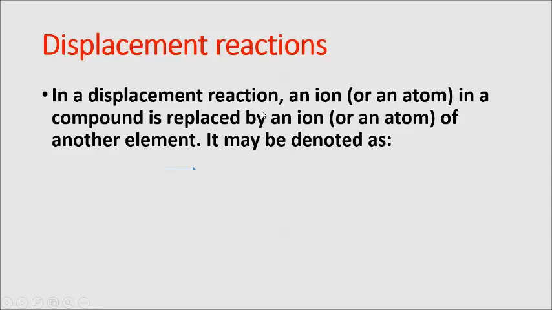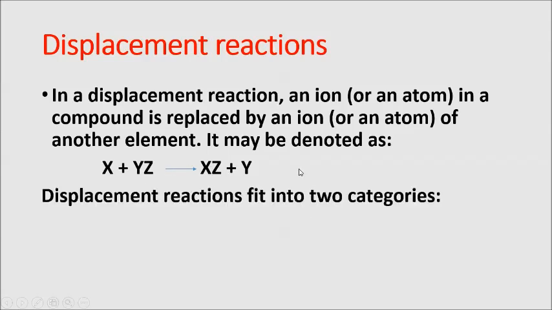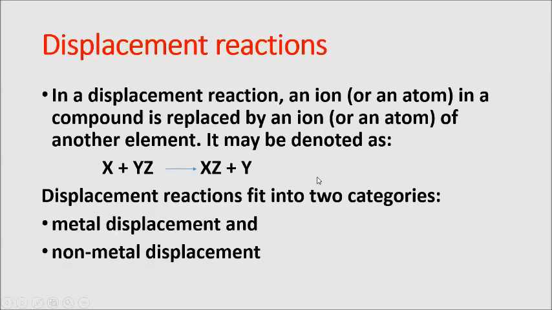In a displacement reaction, an ion or an atom in a compound is replaced by an atom or ion of the other element. It may be represented in the general form X plus YZ, giving XZ plus Y. Here you can see X has displaced the Y, and the combination is XZ. So this is said to be a displacement reaction, and it fits into two categories.